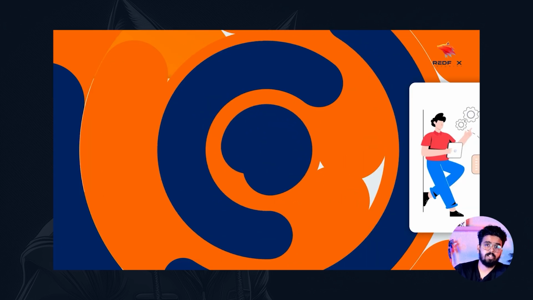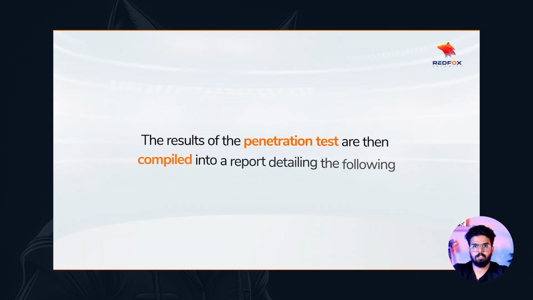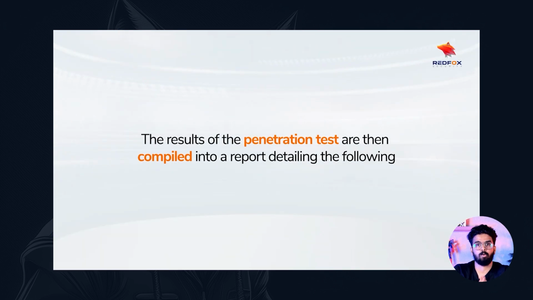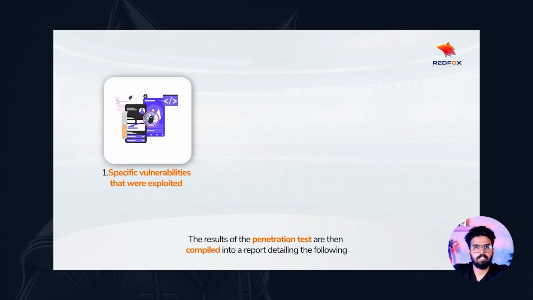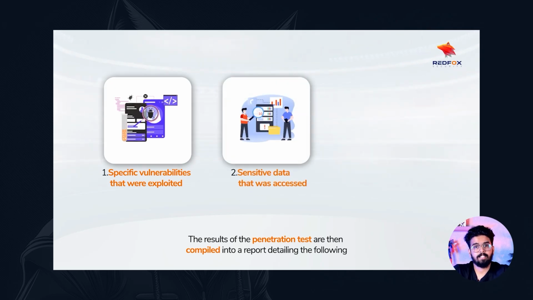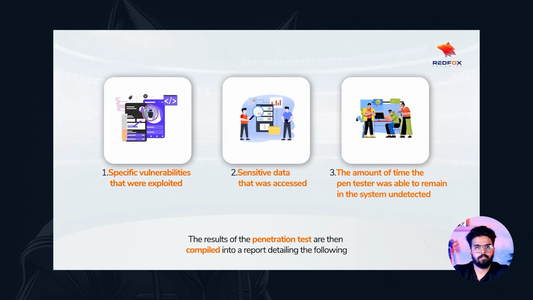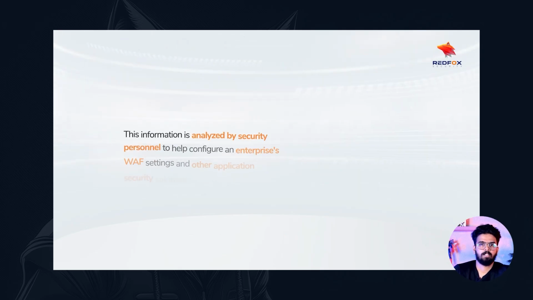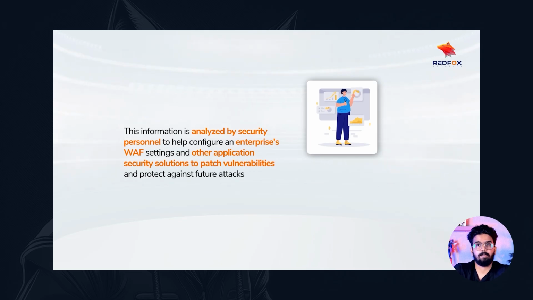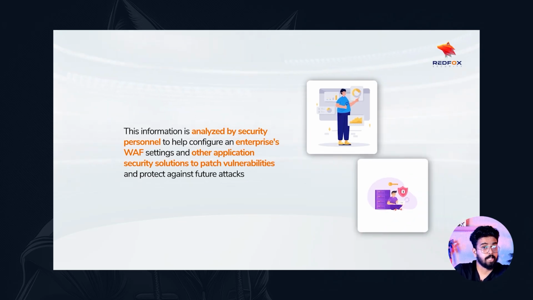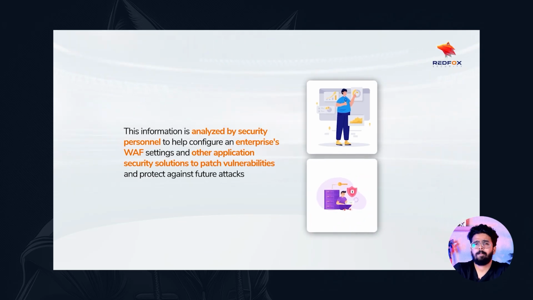And the last stage is analysis or covering tracks. The results of the penetration test are then compiled into a report detailing the following: specific vulnerabilities that were exploited, sensitive data that was accessed, and the amount of time the penetration tester was able to remain in the system undetected. This information is analyzed by security personnel to help configure an enterprise's WAF settings and other application security solutions to patch vulnerabilities and protect against future attacks.